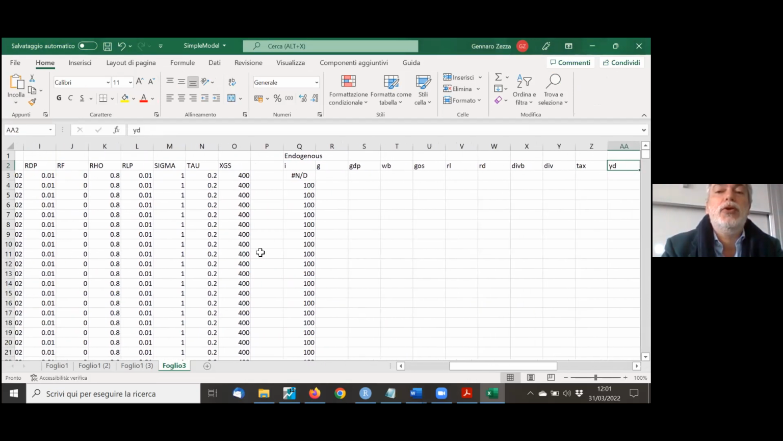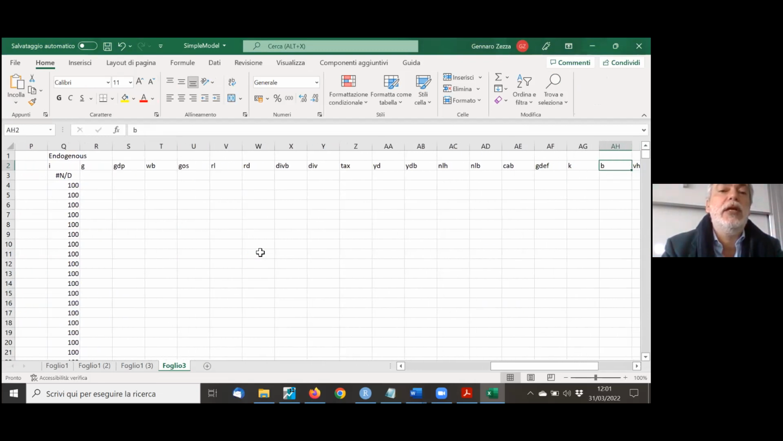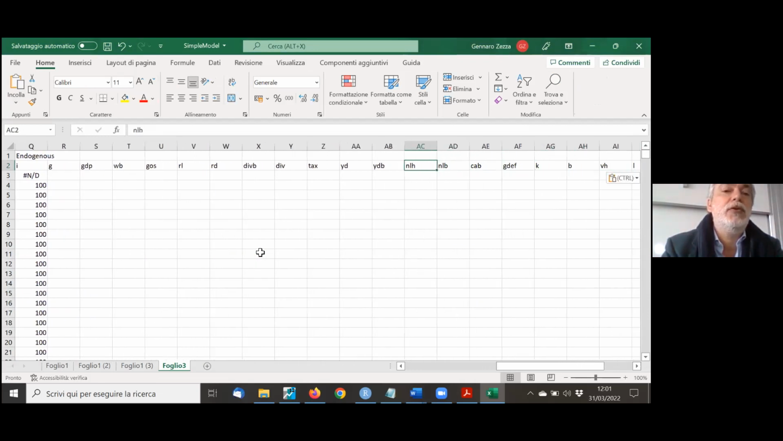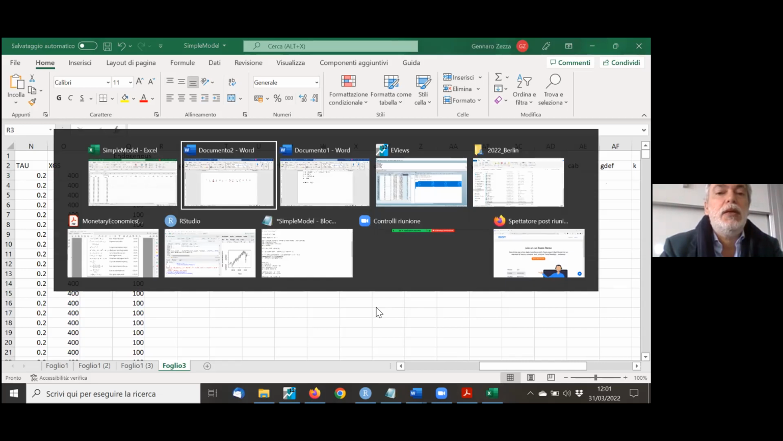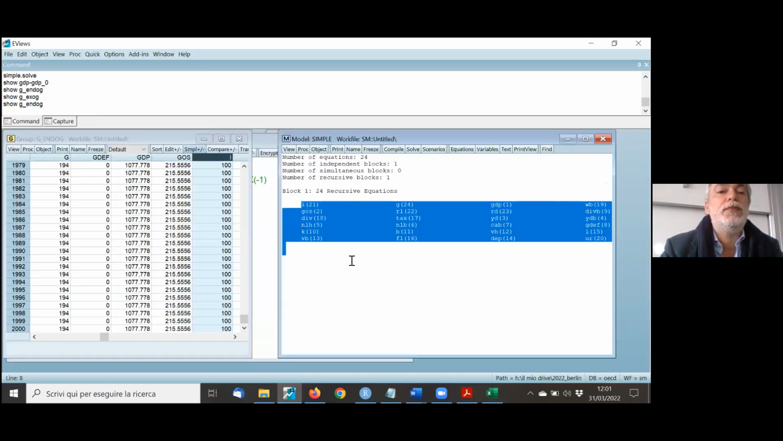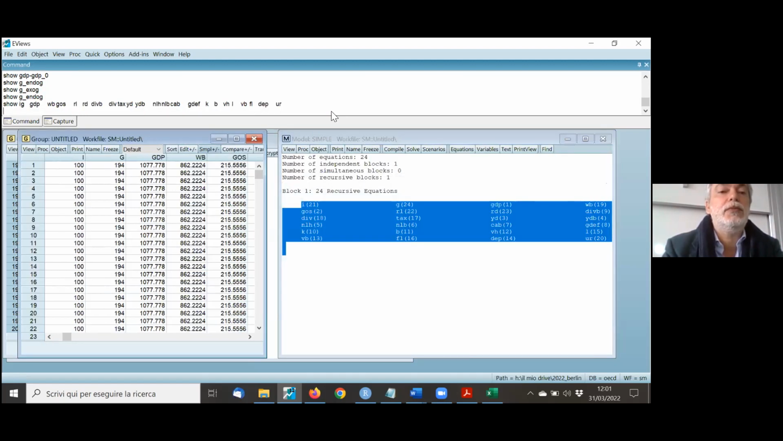This is what I wanted to achieve, an ordered list of my endogenous variables so that I can fill the numbers in. And actually, I can also use this in eViews. Show me these variables in this order.